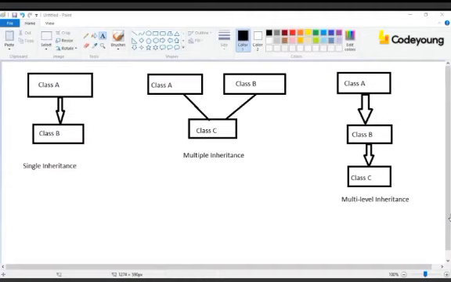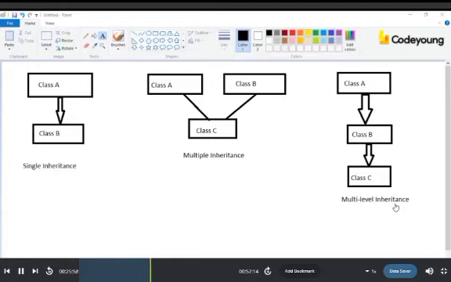Okay, so these three types are clear to all of you? Yes, sir. These three types are clear. There's one more type: the mixture of any two.